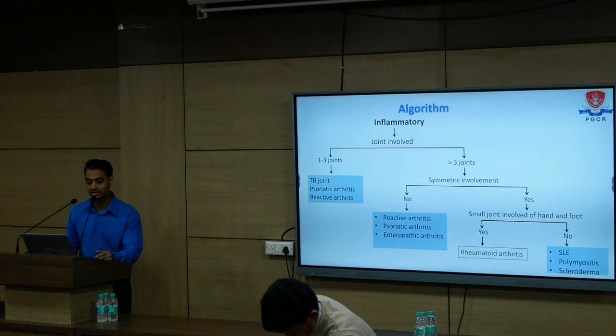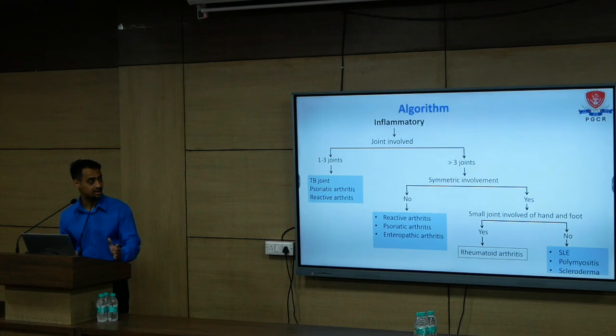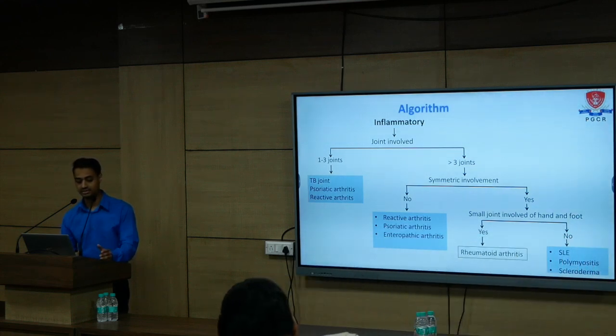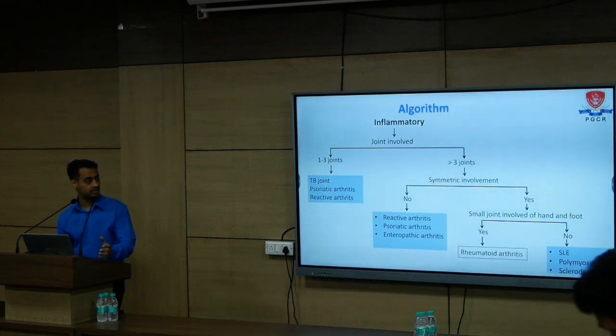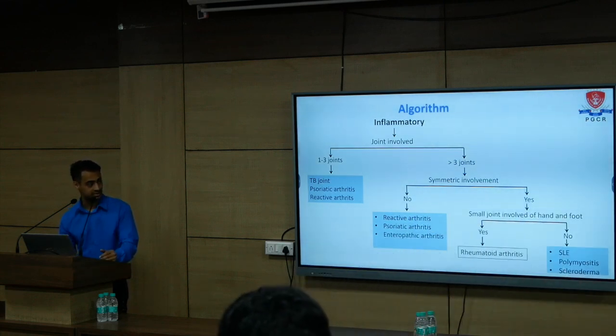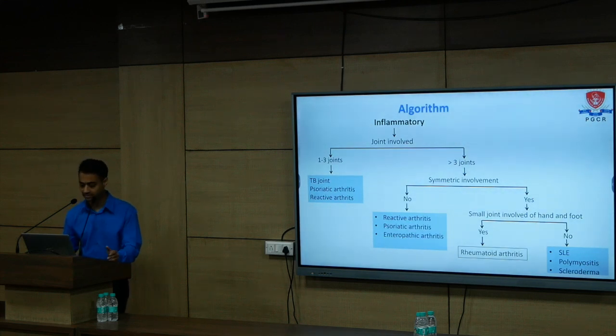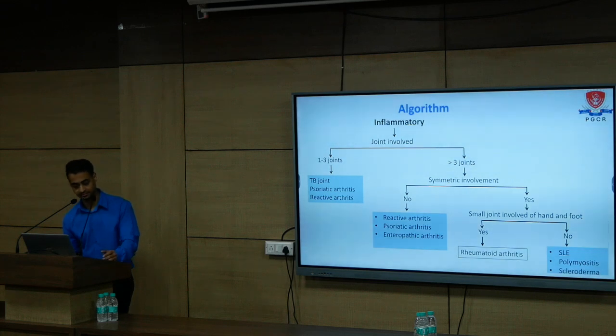If more than 3 joints are involved, we should look for whether the involvement is symmetric or asymmetric. If it is asymmetric involvement, we should consider the diagnosis of reactive arthritis, psoriatic arthritis, enteropathic arthritis. If it is symmetric involvement, we should look for involvement of small joints such as those of the hand and foot. If the hand and foot joints are also involved, we can consider the diagnosis of rheumatoid arthritis. If they are not involved, we can consider diagnoses such as SLE, polymyositis, or scleroderma. Of course, all these diagnoses have to be corroborated with the relevant investigation as discussed previously.